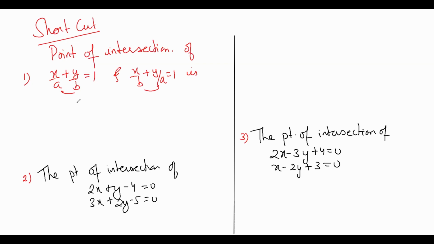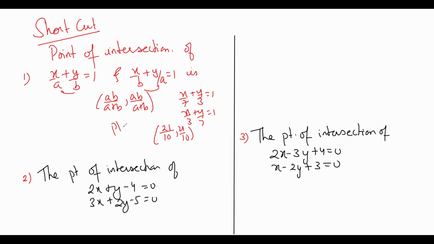You should learn that the point of intersection in this special case is ab upon a plus b, comma ab upon a plus b. Suppose your example is x by 7 plus y by 3 equal to 1 and x by 3 plus y by 7 equal to 1, then your point of intersection is a into b, that is 7 into 3, 21, upon 7 plus 3. So this is your point of intersection. There is no need to solve the question. So this is the special case.